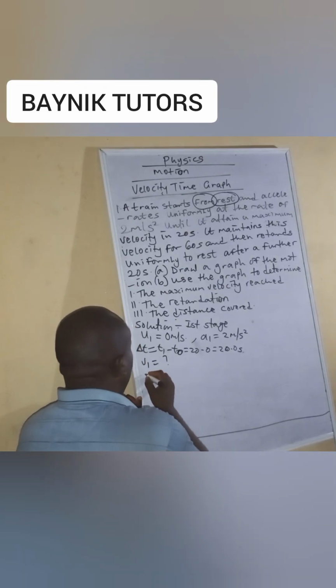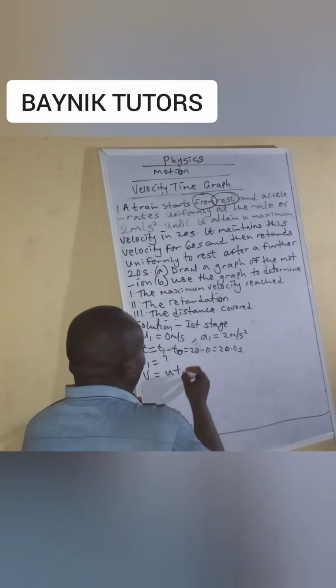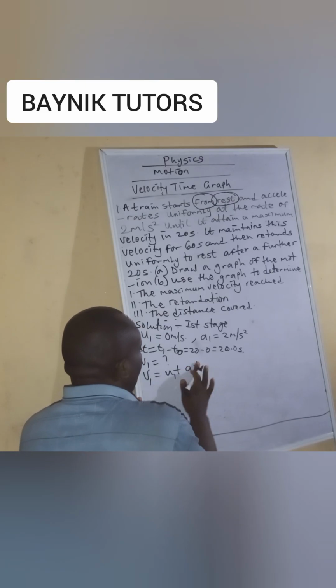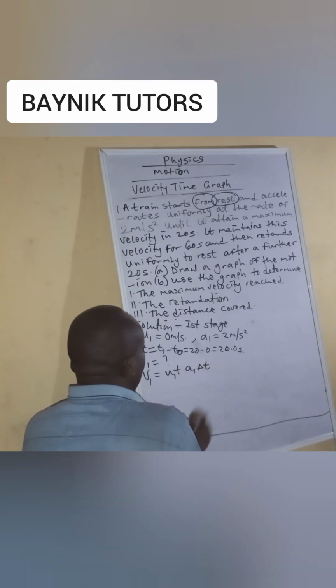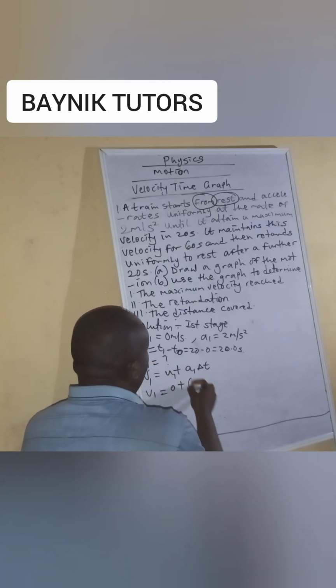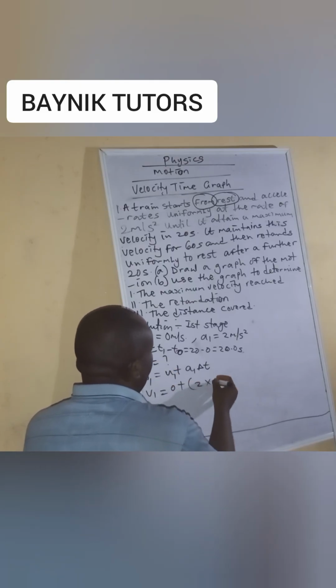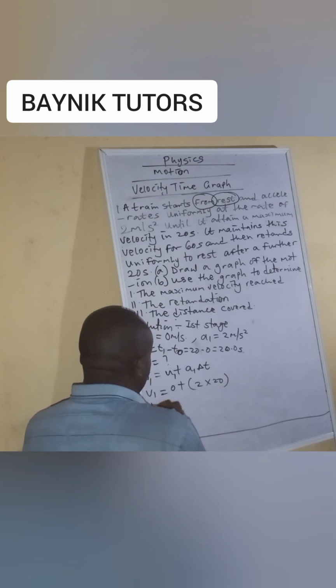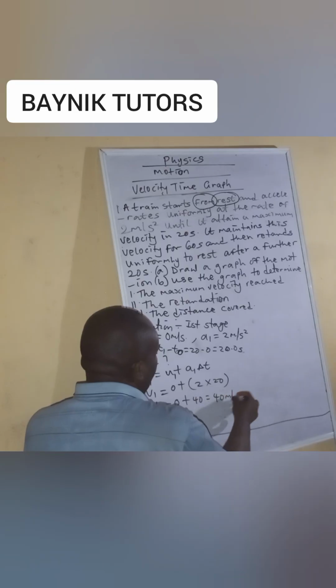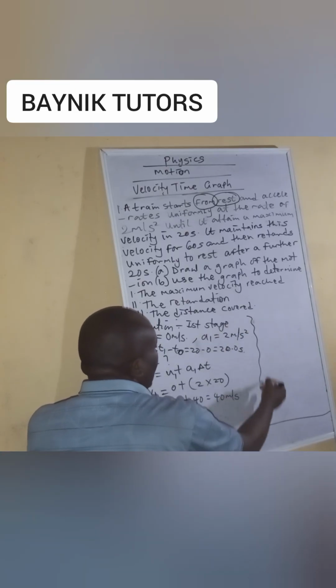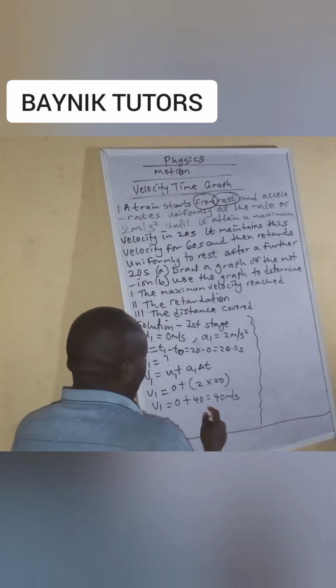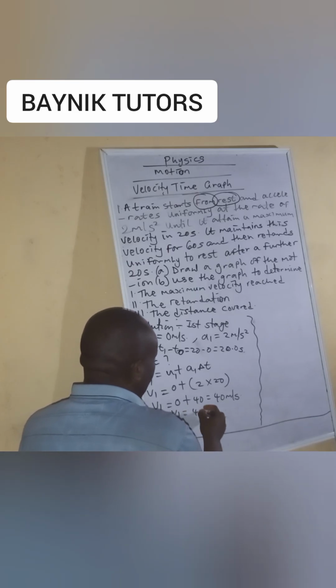We have to start with the equation of motion, v is equal to u plus at. So this will be u1, v1, a1, and this will just be my change in t. So my v1 will now be my u1, which is 0, plus a, that's 2 times 20. So from here I now say my v1 is equal to 0 plus 40, which is 40 meters per second. So through that we know that my v1 is 40 meters per second. That's settled.